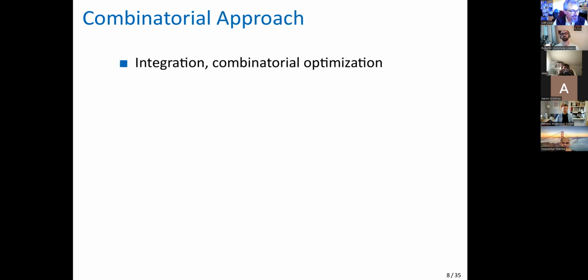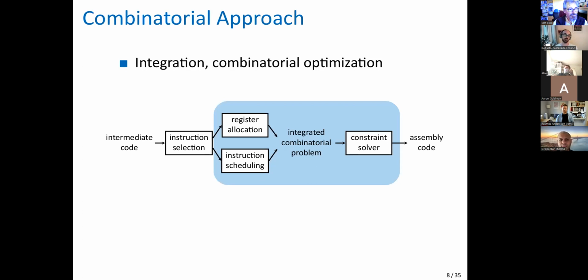Right. So what did we try in this research? We tried to go the opposite approach. So we actually tried to integrate these problems, solve them together. And instead of solving them with heuristics, we try to solve them with combinatorial optimization to try to get the theoretical optimal best assembly code for a certain compilation unit. This is how the approach looks like. And actually, the research I did, it wasn't concerned with instruction selection. So we did instruction selection with heuristics, just like before.